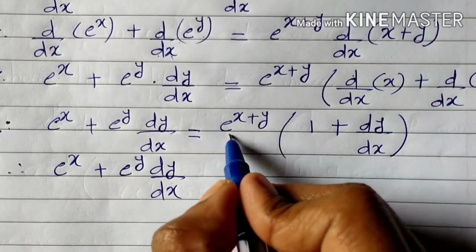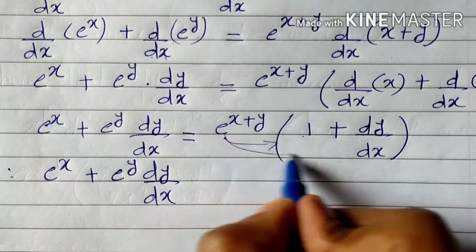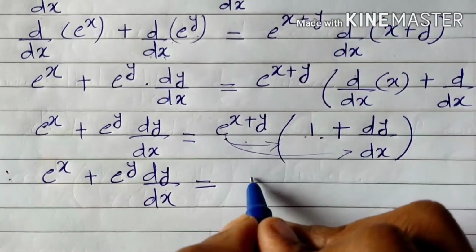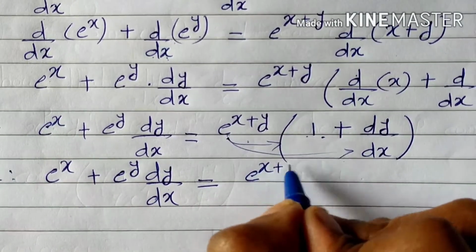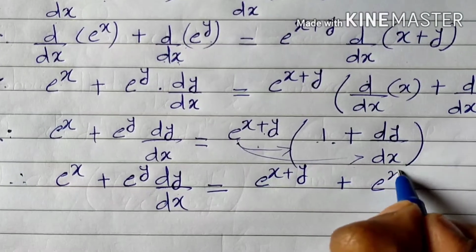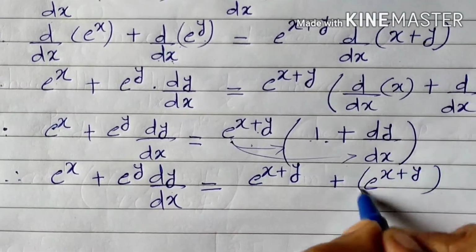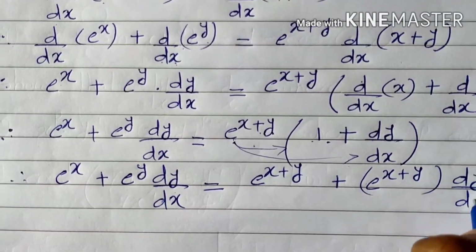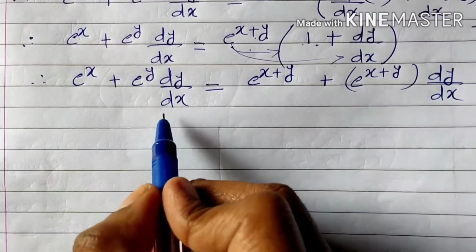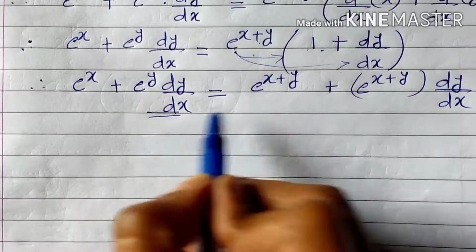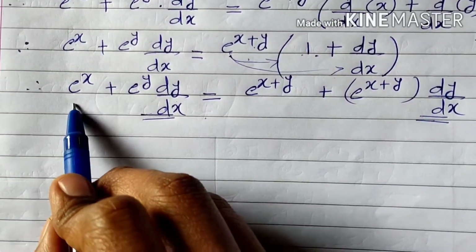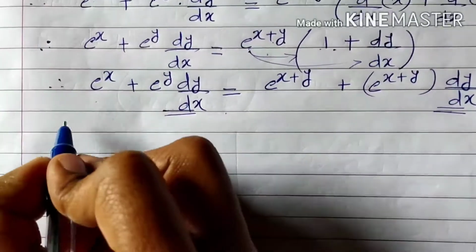Now multiply e raised to x plus y first by 1 and then by dy by dx. So we get e raised to x plus y into 1, as it is, e raised to x plus y, plus e raised to x plus y into dy by dx. Now collecting the terms of dy by dx, collect them on the LHS and transfer the remaining terms to the RHS.